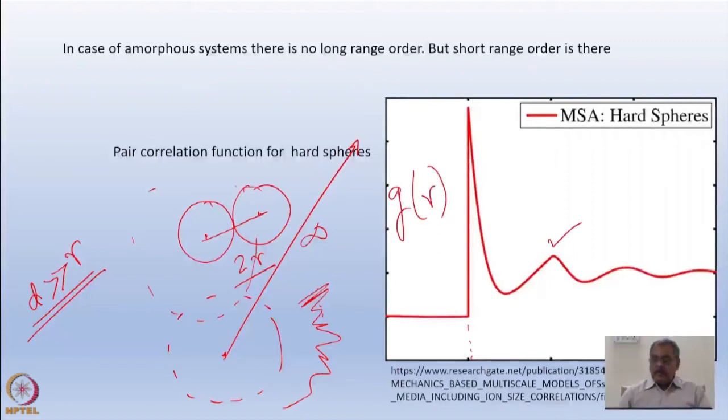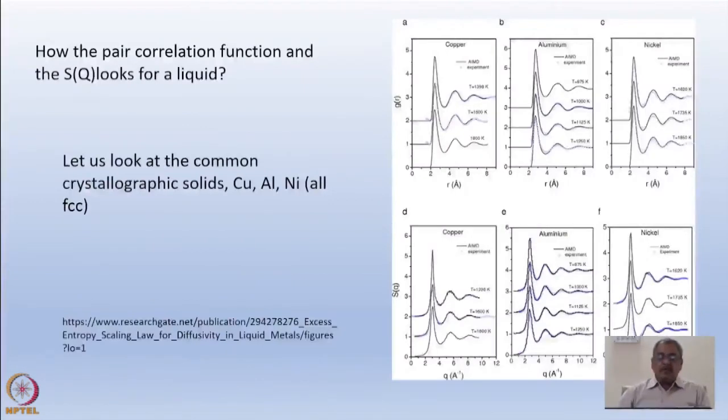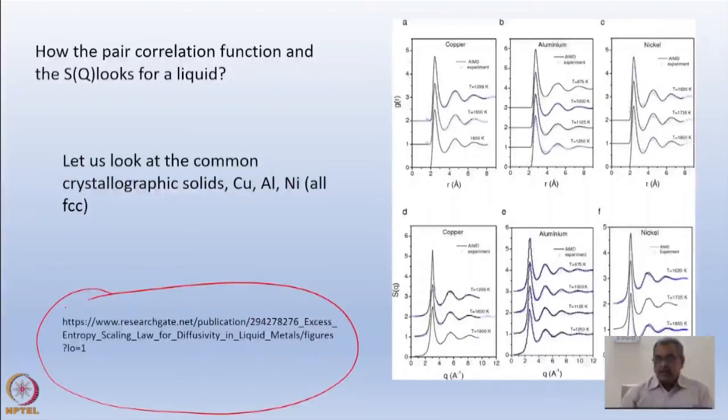So this is the pair correlation function, and this is what we will be trying to understand and measure in our experiments using liquid and amorphous systems. So how does the pair correlation function look? I have chosen some results using common metals that you are aware of: copper, aluminium, nickel. In solid form, all of them form an FCC lattice. Iron forms BCC. So they are FCC or BCC.